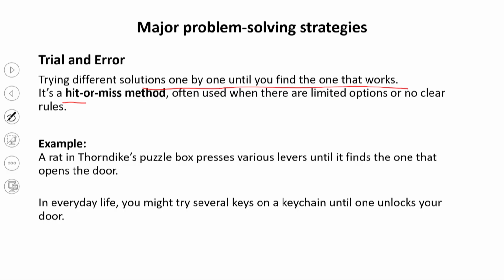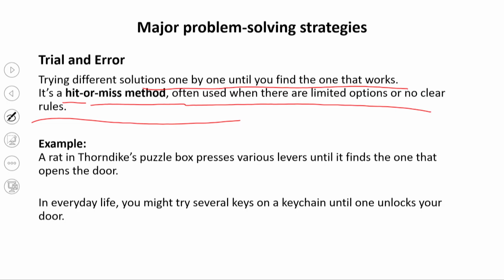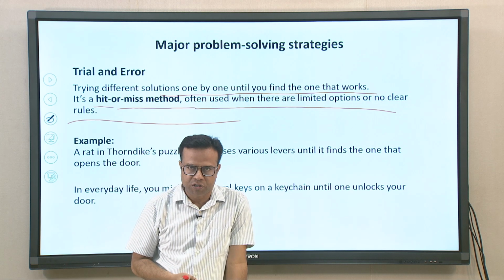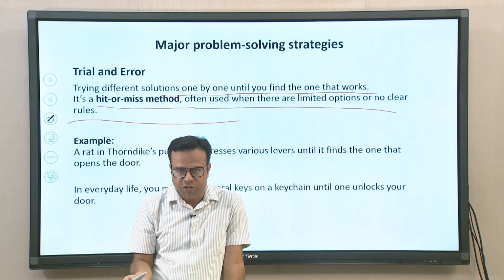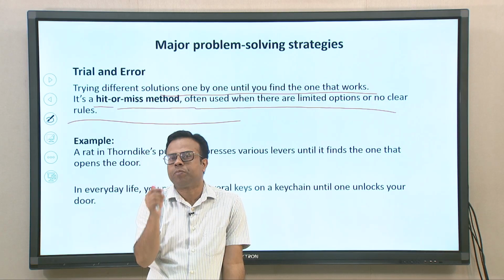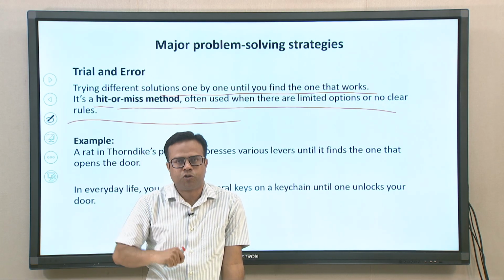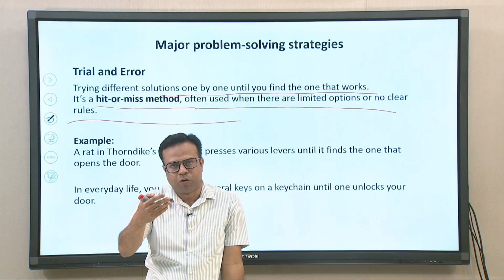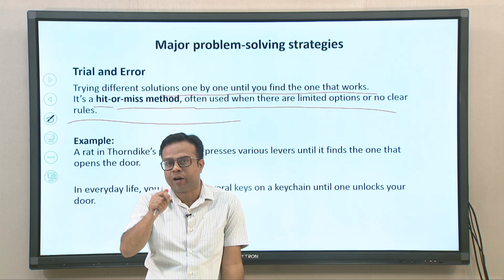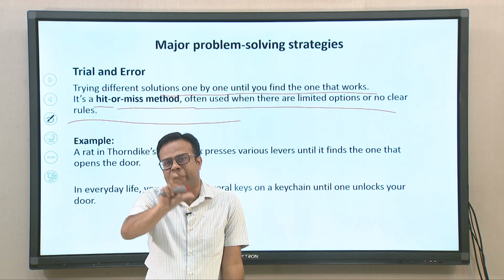It is also called a hit or miss method, often used when there are limited options or no clear rules. When you don't have much knowledge about the solutions, when you don't know the rules, when the options are very limited, people generally use trial and error, because you don't know how to solve a problem. So, in that case, the only way you can go ahead is to use trial and error.